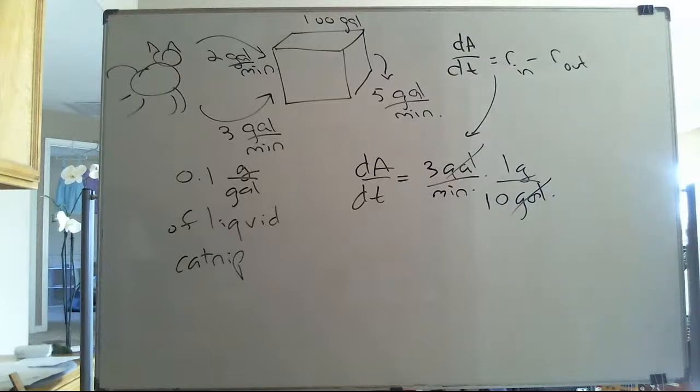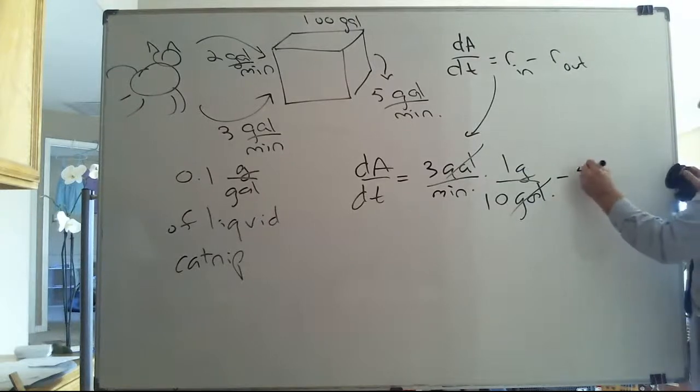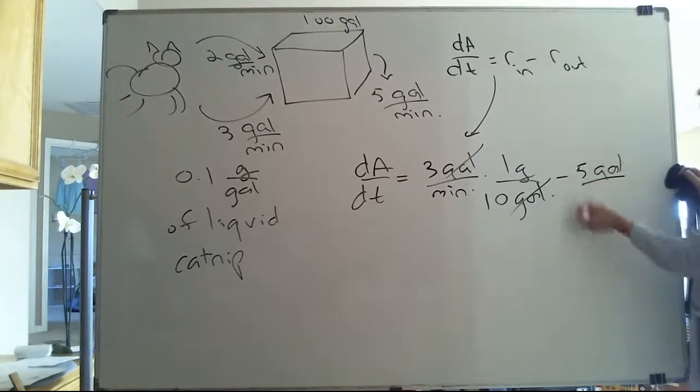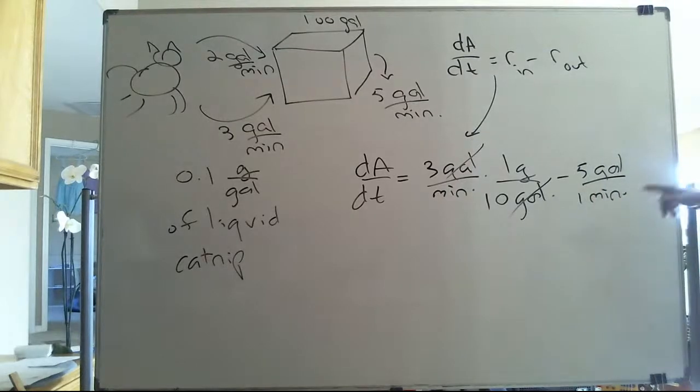So let me talk about my next term over here, minus the rate out. Well, the rate out likewise is going to be 5 gallons per minute in terms of rate of flow of fluid. But that's the rate of flow of fluid or water. It's not the catnip. So I need to multiply this by the concentration of catnip in the tank at time t.